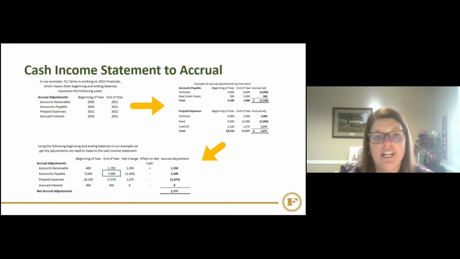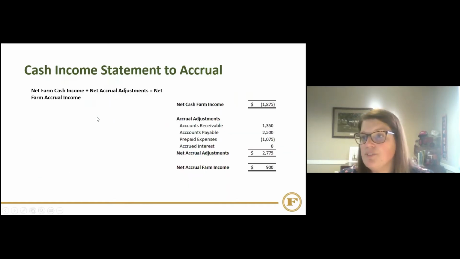what year. If you follow the first chart on this slide where it says what year is the beginning balance, what year is the end of the balance, and just kind of shift it for the years you're looking at, then correctly apply the effect on net cash, and you should get accurate accrual adjustments. The more you do it, the better you will get at it. This is something that was even hard for me when I first learned it, but again, it's something I do on my own farm, and I highly recommend you do as well.